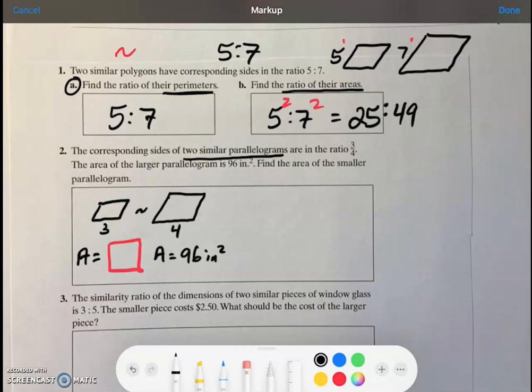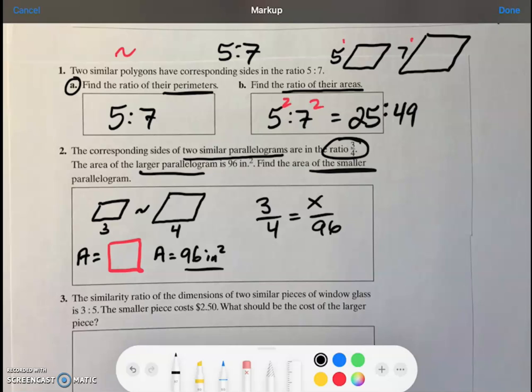So I drew two parallelograms here at the bottom, in a ratio of 3 to 4. You can obviously see one is bigger than the other. The area of the larger one is 96 inches squared. Figure out the area of the smaller one. So we're not going to do any type of base times height formula. What we're going to do is set up a proportion. We're basically going to say 3 on the small one, 4 on the large one is equal to, I don't know, X area on the small one over 96.